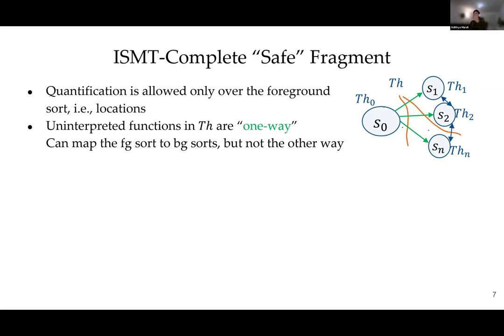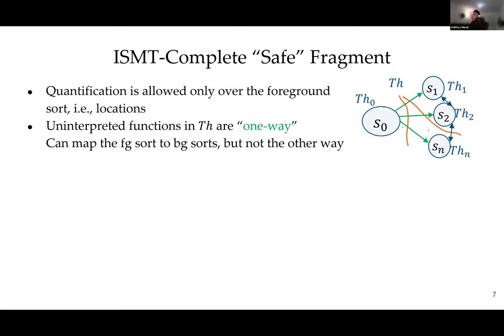The first restriction is that quantification is only allowed over the foreground sorts. So you're allowed to say for all objects X, something holds. When you define a list segment, you'll say for all objects X and objects Y, lseg xy holds if and only if some definition, right? But you're not allowed to say for all integers something happens.